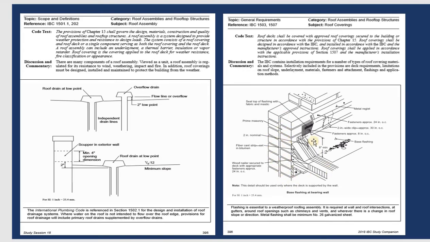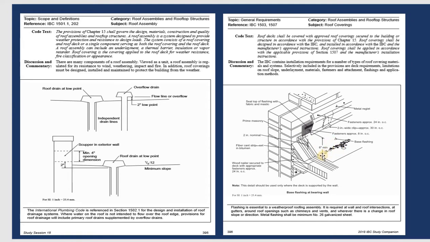This is the wall, and you can see that they have the wood nailer right here. They have the fiber cant strip like this, and after that they have 2-inch nominal. From here to here is 2 inches. This one from here to here is 2 inches. Prime the masonry wall, and after that they seal the top flashing with the fabric or the mastic.